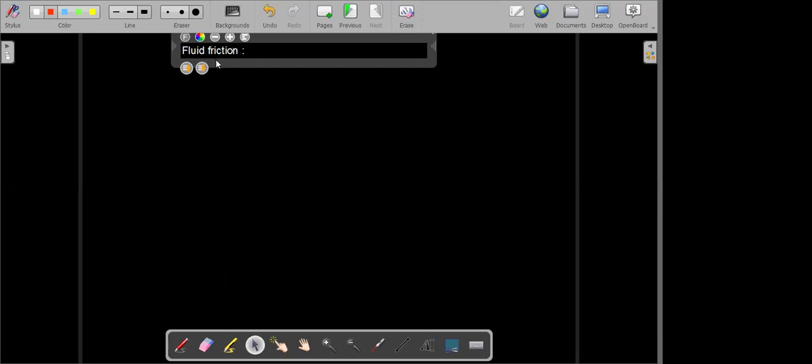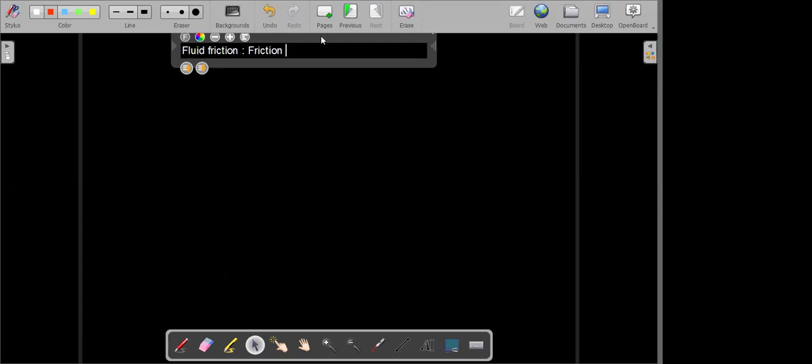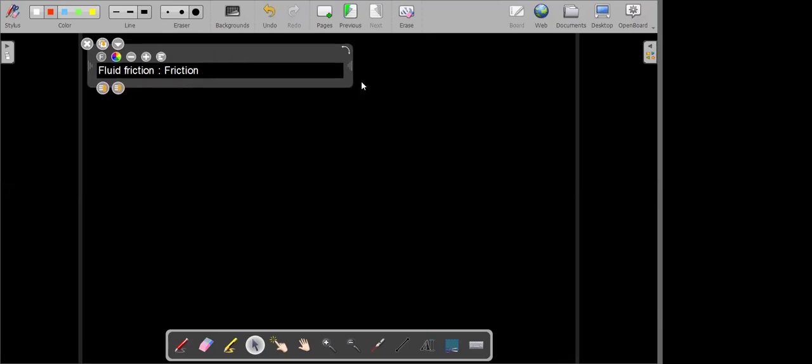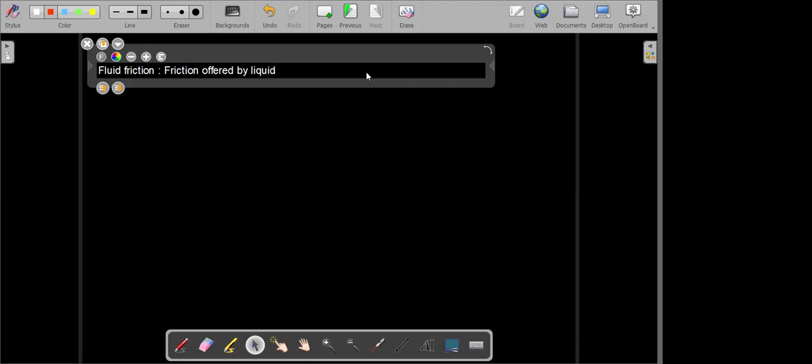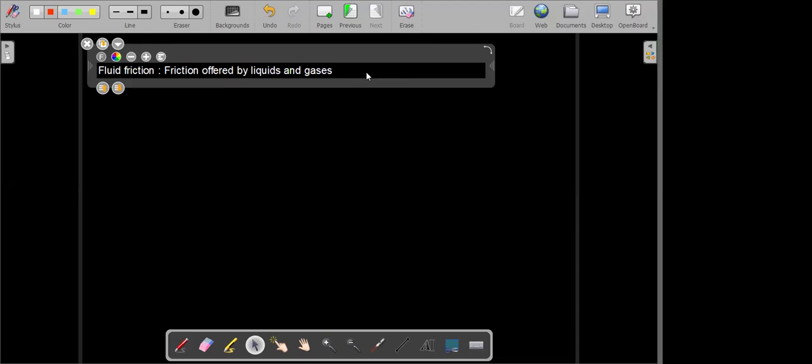Okay, so what is fluid friction? The friction offered by liquids and gases. Is there another name for that, sir? Yes, it is also called drag. So we can use the word offered or acts. Friction exerted. See, liquids and gases offer friction. They provide friction.